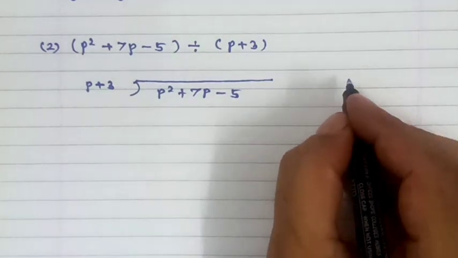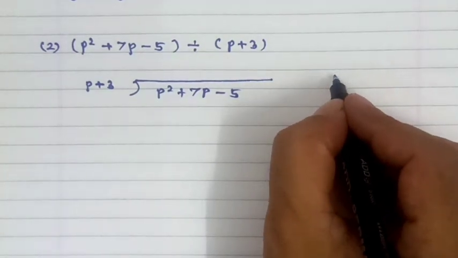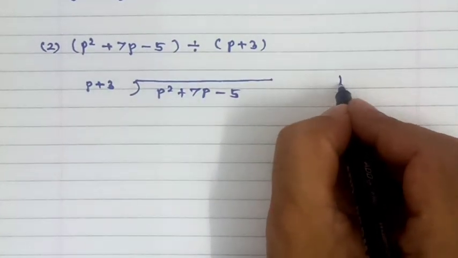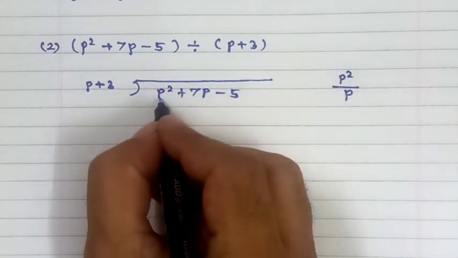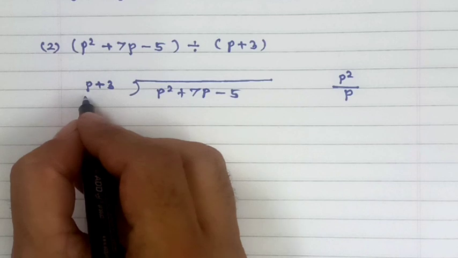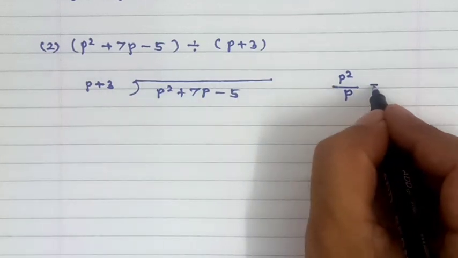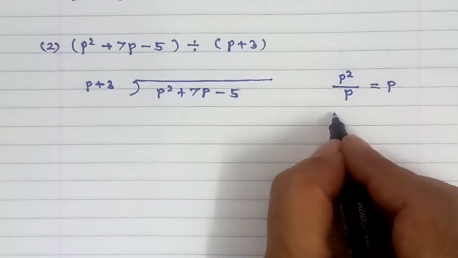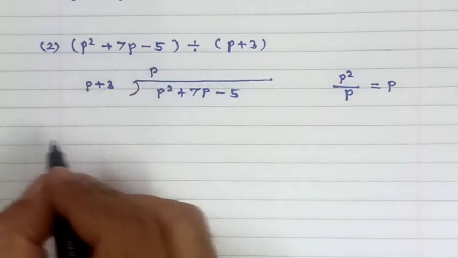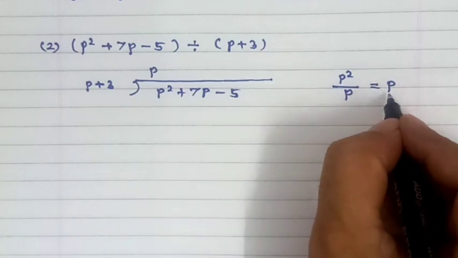Now, like the previous problem, the first term is p square. So p square you divide by p. This is the first term, and the first term of the divisor is p. So when you divide p square by p, you get p. Write down here your p. So the first step is over.